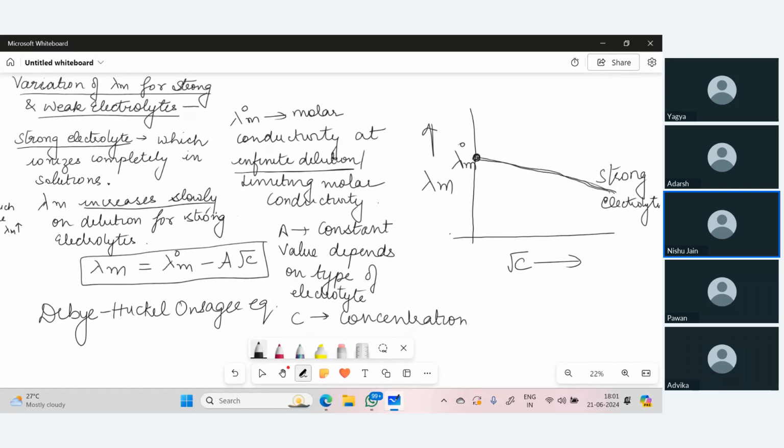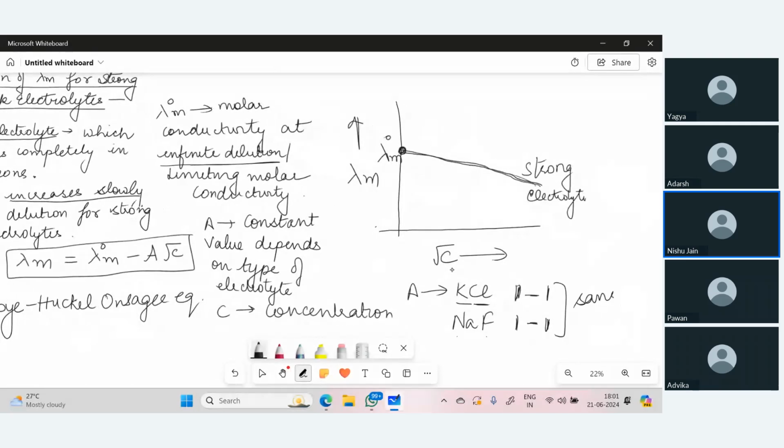What is A? A is a constant. Its value depends on the type of electrolyte. Type of electrolyte means, let us suppose I am writing KCl. What is the charge on K and Cl? Cl minus, and potassium K has plus. So plus 1, minus 1, so we can say it is a 1-1 electrolyte. NaF, sodium plus 1, fluorine minus 1, is also a 1-1 electrolyte. If the charges on cation and anion are the same, these two have the same value of A.